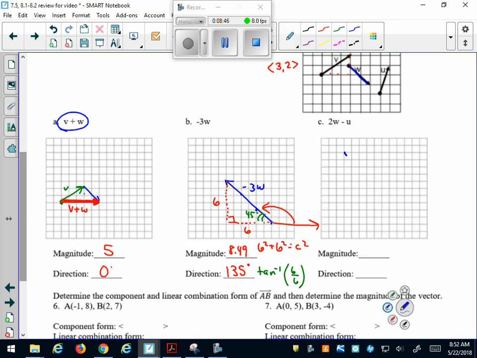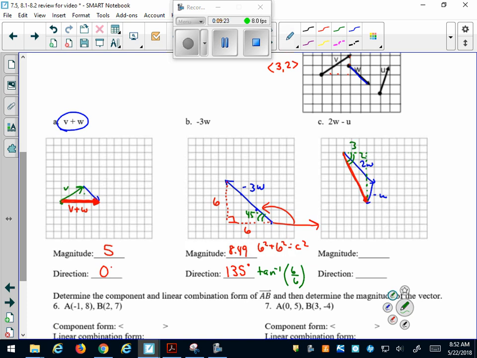Okay? And this one, we're going to do 2W minus U. So I'm going to start up here. That's 1W, 2W. Minus U, so we have to go the opposite direction of what U says. So here's minus U. And then the resultant vector from where I started to where I ended is there. Okay, and if we draw the triangle, it'll look like that. This is the theta we want, so that's why I drew my triangle in this direction.